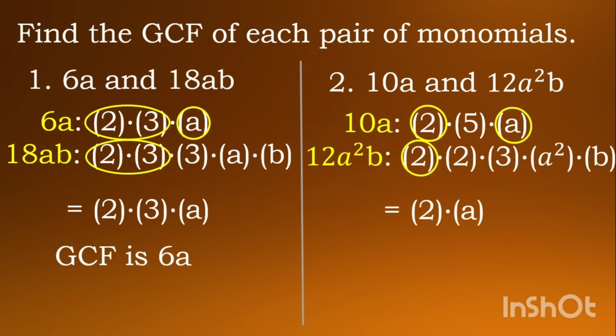Now, bakit hindi ko nilagay si 3? Because wala namang 3 sa 10a. Bakit hindi ko nilagay si 5? Kasi wala namang 5 si 12a squared b. Bakit hindi ko nilagay si b? Kasi wala namang b kay 10a. So we will only get 2 and a. And that is, the GCF is 2a.